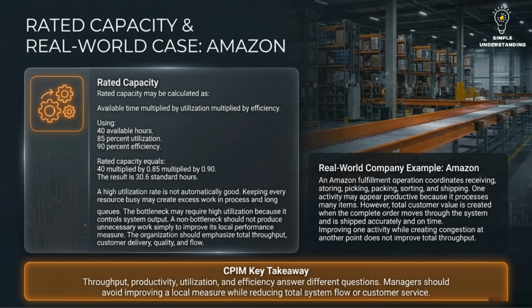CPIM key takeaway. Throughput, productivity, utilization, and efficiency answer different questions. Managers should avoid improving a local measure while reducing total system flow or customer service.